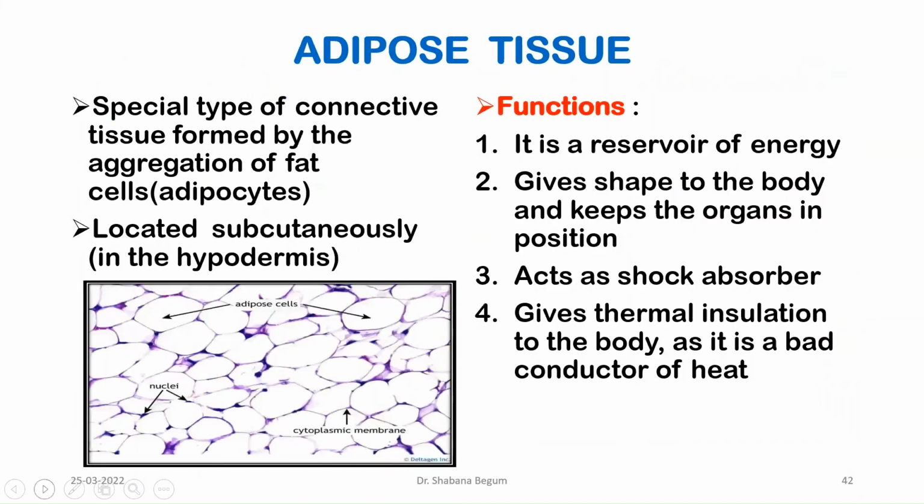Next is the adipose tissue. It is a special type of connective tissue. It is formed by the aggregation of the fat cells or the adipocytes. And here, the adipose tissue functions as a reservoir of energy. It gives shape to the body, acts as a shock absorber, and also gives thermal insulation to the body, as it is a bad conductor of heat. You can see the empty appearance of the cells, and the cells have a signet ring appearance because the nucleus is pushed to one side. These are the nuclei of the cells.